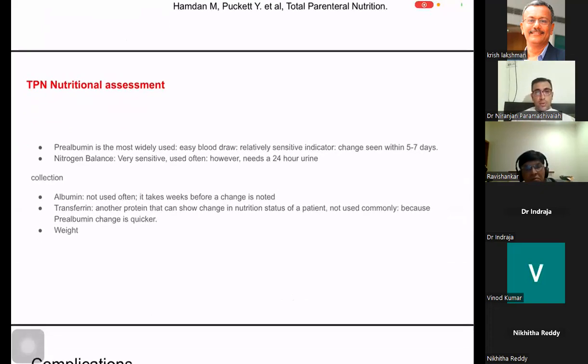Pre-albumin is the best, most widely used one. Nitrogen balance is very sensitive, but it requires 24-hour urine collection, which is difficult. So pre-albumin is most commonly used, and albumin can also be used, but it takes a very long time to change. Transferrin can also be used as an assessment tool. But pre-albumin is the best one, which changes very quickly.